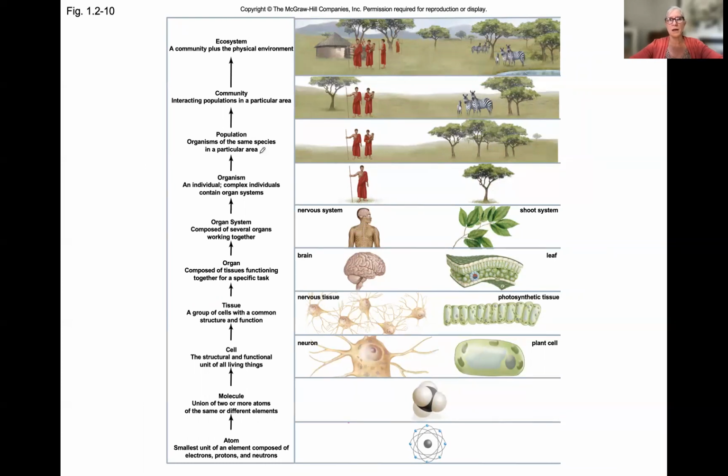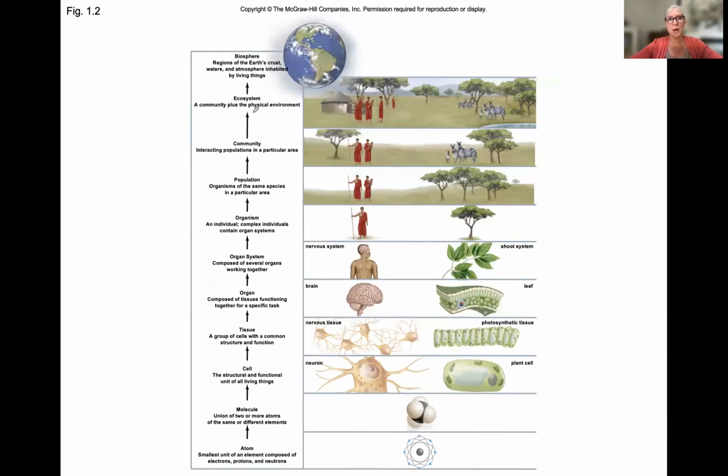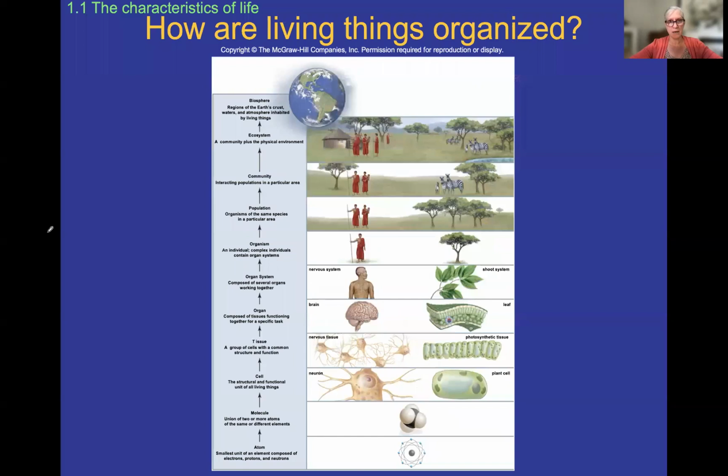And then as we increase complexity, you have the combination of the community of living things with the physical environment that those living things are in. That's the ecosystem. And then the very top level is the biosphere. So be able to put these in order and understand their definitions. All righty.